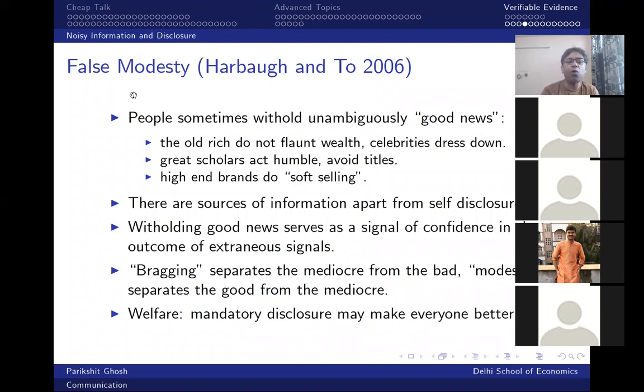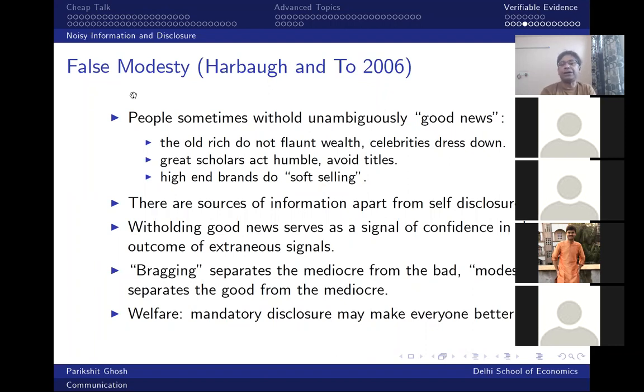It is said that the old rich, people who are rich for many generations, often do not flaunt their wealth. Celebrities who are very big often dress down, they come in jeans and t-shirt and what have you. Great scholars act humble. They avoid titles. They don't go around telling people that I've won this award or I have a degree from this great institution, etc., etc.